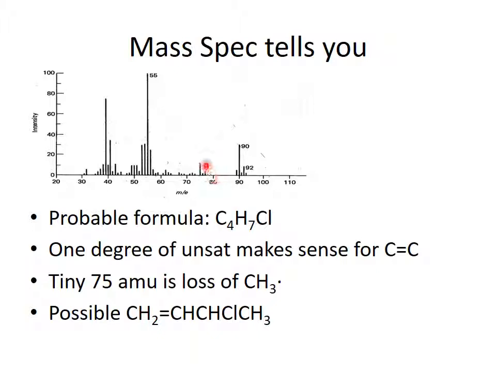If you look at the 75 right there, that's a pretty small peak, but if I look at 75 from 90, that's 15. That's probably the loss of a methyl. Why is it so small? Because the loss of chlorine is so high. That's what really wants to happen as a chlorine radical flies off. But sometimes a methyl group is flying off. It's just not as likely as that chlorine free radical to fly off.